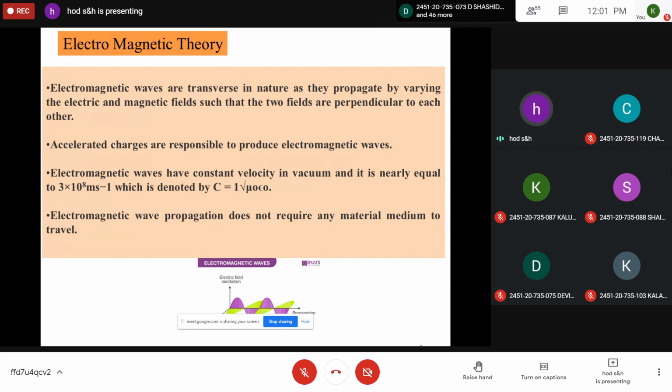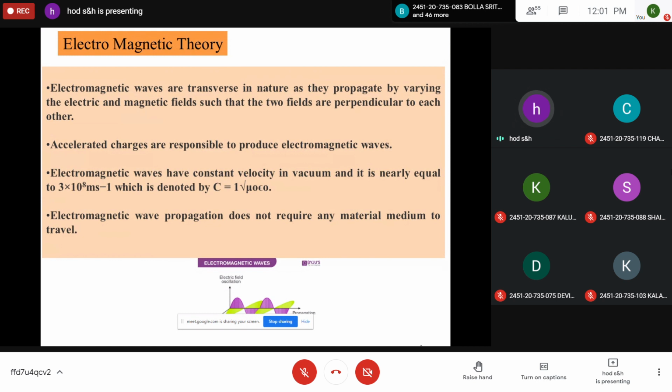The speed of light in terms of these electromagnetic waves can be written as 1 by the square root of mu naught epsilon naught, where mu naught is the permeability of free space and epsilon naught is the permittivity of free space. Electromagnetic waves do not require any material medium to travel. They can travel in space, and even in space they possess a constant velocity of the order of 3 × 10^8 meters per second. So in this chapter we are going to discuss what the basic field actually is, because this is for energy production. Many types of signals, as you rightly said, are in the form of electromagnetic waves.